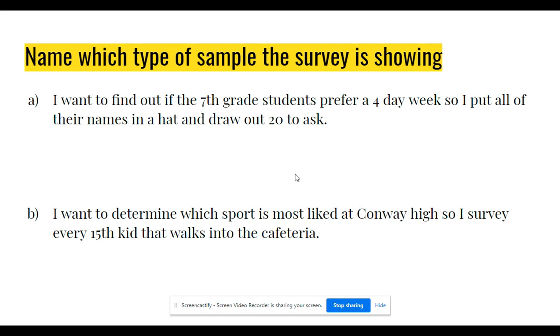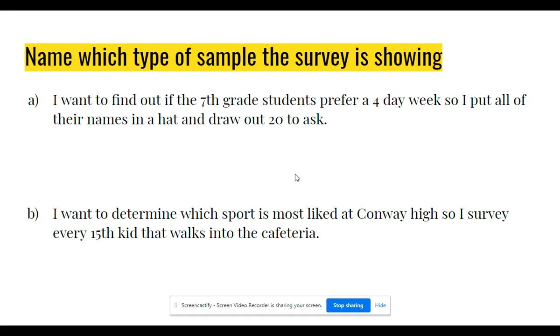Okay, so now you have those 4 that you have to remember. So you're going to go through here and just tell me what type of sample the survey is showing. So for A, I want to find out if the 7th grade students prefer a 4-day week. So I put all of their names in a hat and draw out 20 to ask. What would that be? A voluntary response, systematic random, convenience, or simple random?